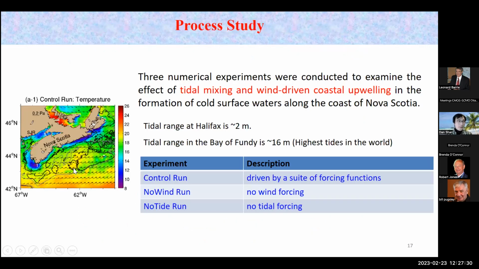Since there are three cold water masses along Nova Scotia, I did a very simple process study to look at the tidal mixing and wind effect on generating those cold surface waters in this region. So we have a run that's driven by all the forcings, a run without wind forcing, and a run without tidal forcing. How do we know? The tide at Halifax Harbor is about 2 meters, not very large, but in the Bay of Fundy, it has the highest tide in the world, about a 60-meter tidal range.